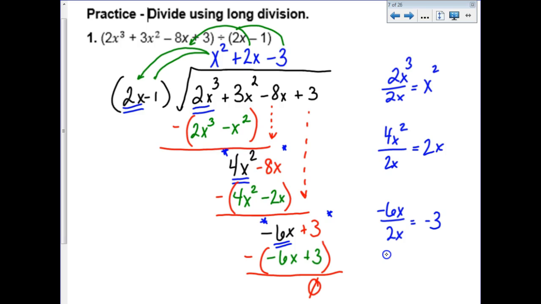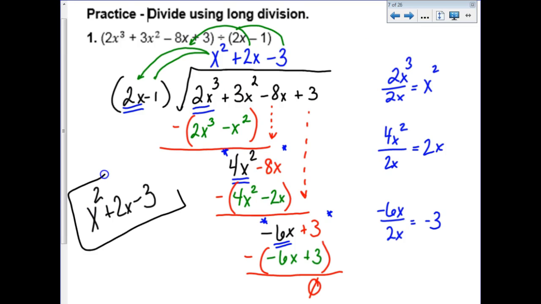But no remainder means I don't have to do any more work to write my final answer. This quotient is my final answer. So x squared plus 2x minus 3. No remainder, so you don't have that weird fraction thing. Woo!